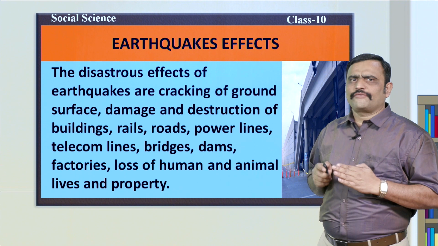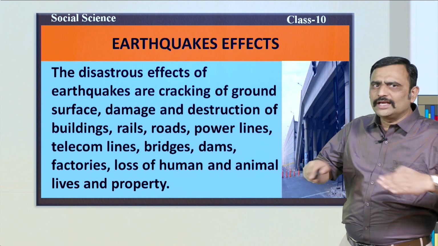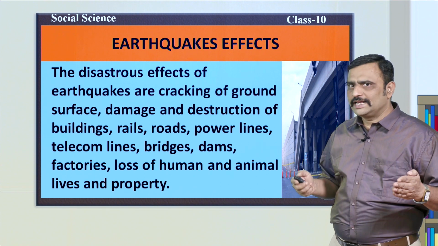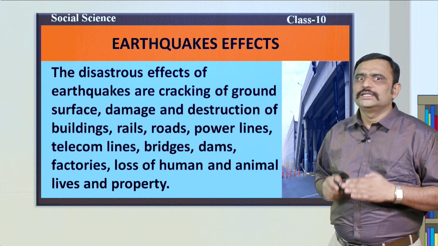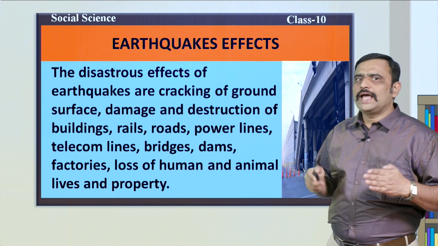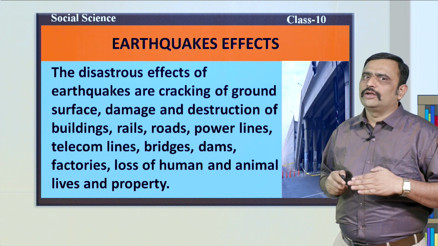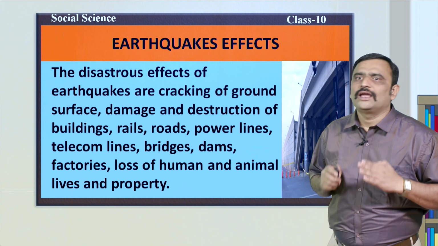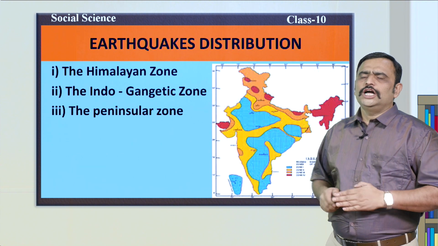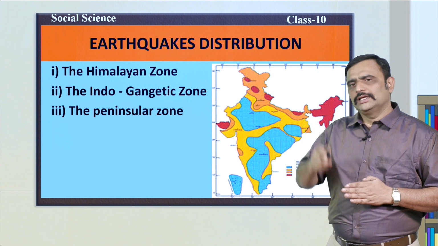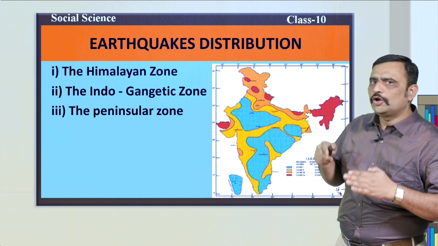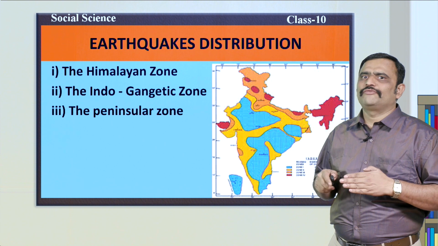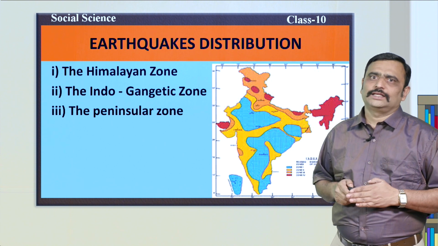The disastrous effects of earthquakes are cracking of the ground surface, damage and destruction of buildings, rails, roads, power lines, telecom lines, bridges, dams, factories, and even loss of human and animal lives and property on a large scale. These are the effects of earthquakes. Earthquake distribution in India: especially the Himalayan zone, the Indo-Gangetic zone and the Peninsula zone are the three zones where we are going to frequently witness earthquakes.